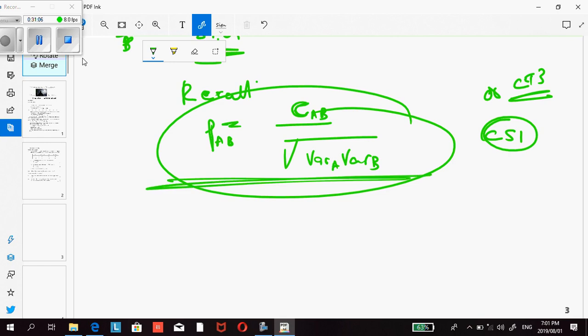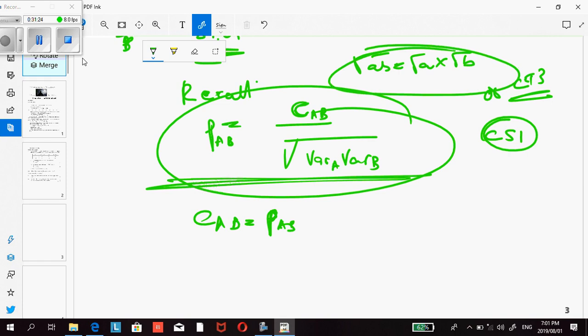Now, if you arrange this, your covariance of A and B will be equal to your correlation coefficient of A and B times the square root of the variance of A multiplied by the variance of B. Remember, the square root of AB is equal to the square root of A multiplied by the square root of B, back when you were young in high school. Taking the square root of the variance gives me the standard deviation, so I have the standard deviation of A multiplied by the standard deviation of B.